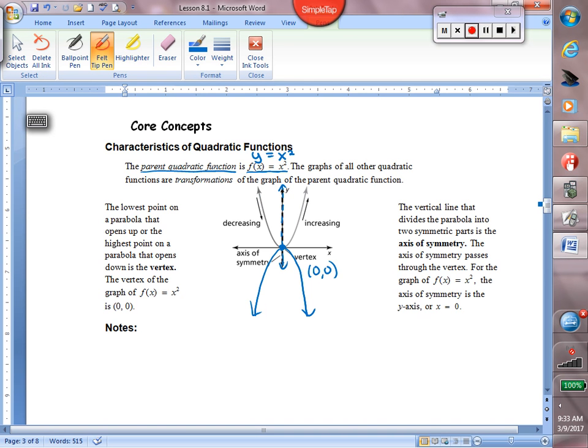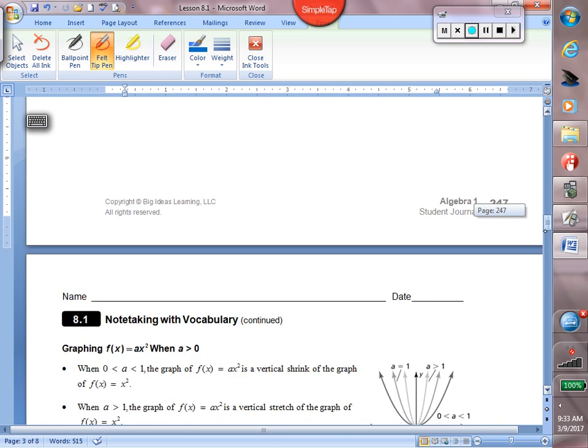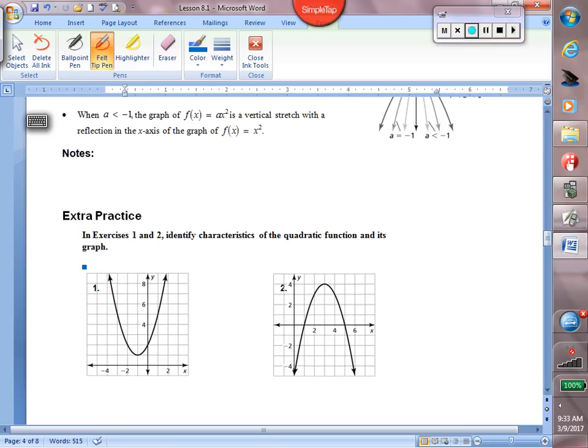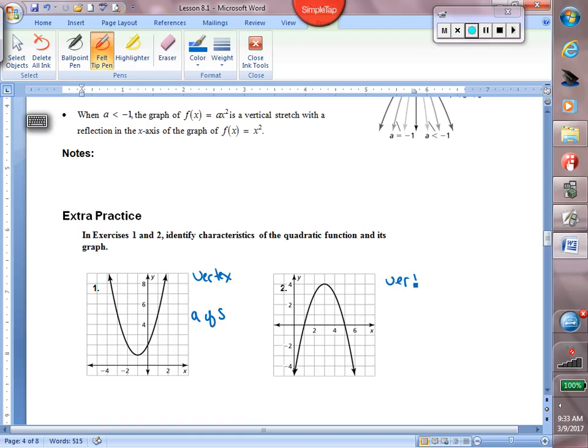What I would like you to do now is turn to page 248 and try question number 1 and question number 2. All I would like you to do is identify the vertex and the axis of symmetry for each question.